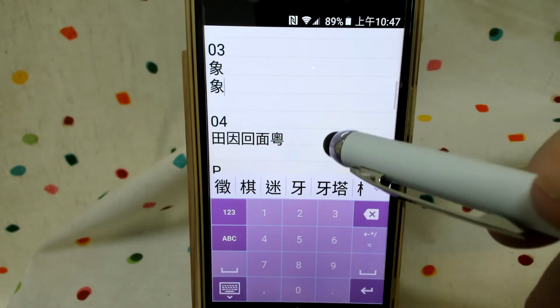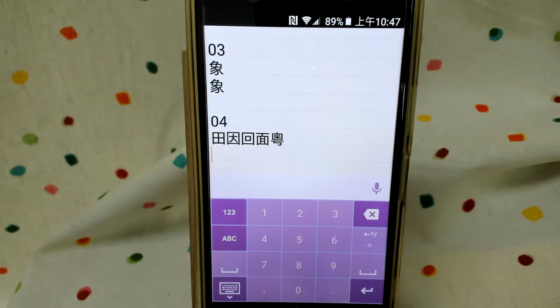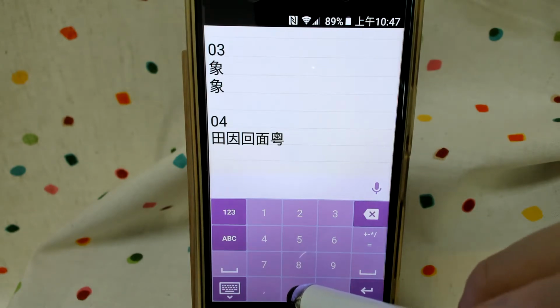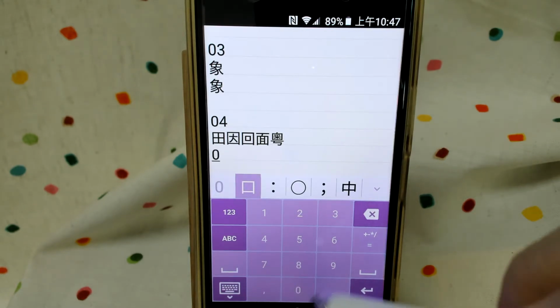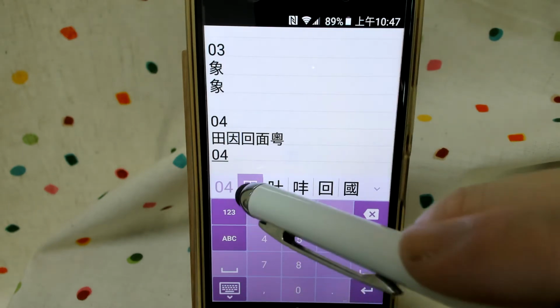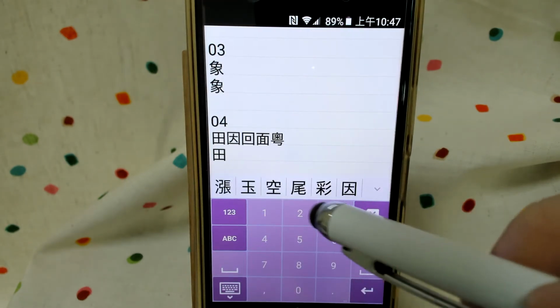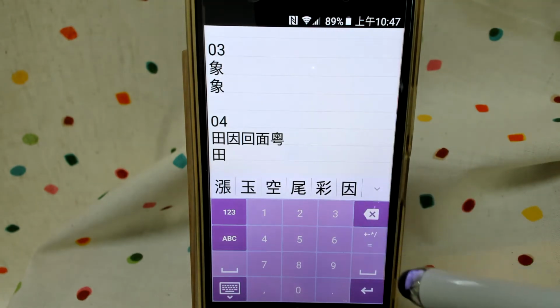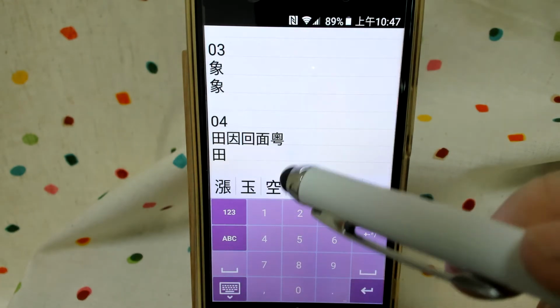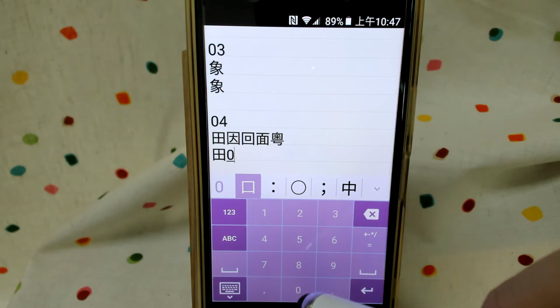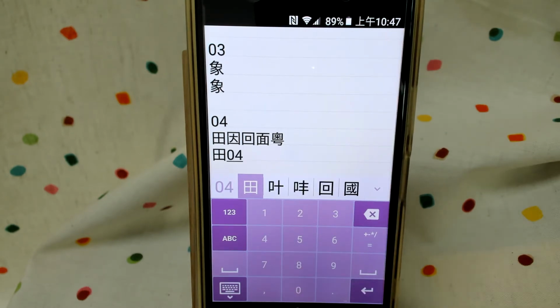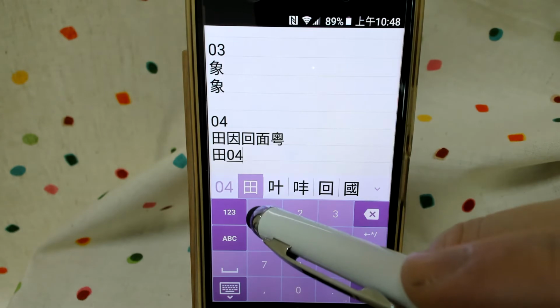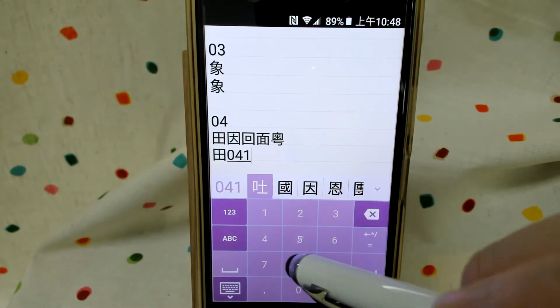Okay, next 04. First one is 10, 0 mouth for the frame and cross in the middle, 04. And the rest, these 4 are mouths that have other radicals inside the mouth, also 04. So like this one, you're not going to type 0, you type 04. In the middle we have 18, 1 horizontal line, 8 for person.